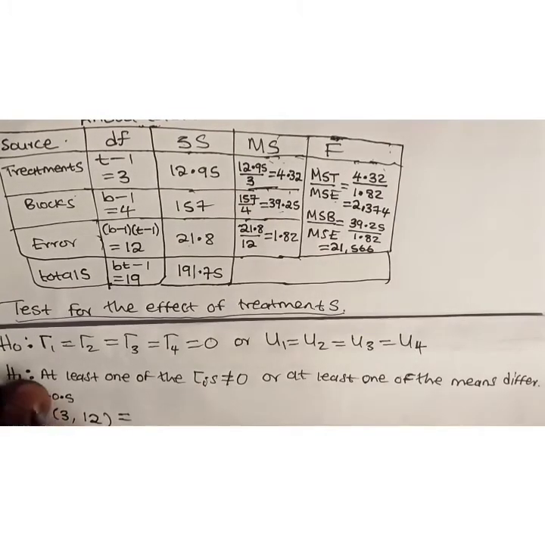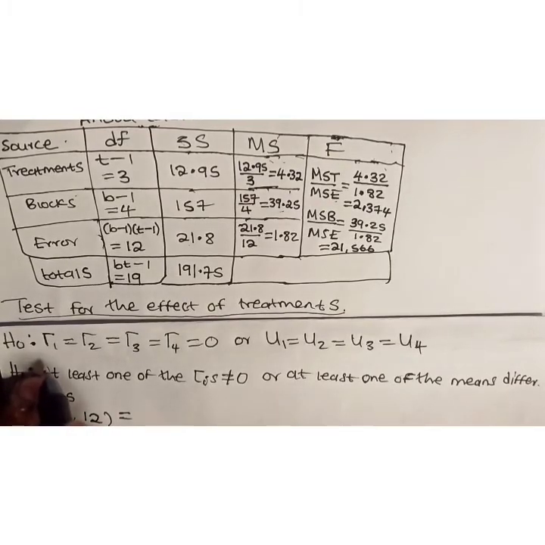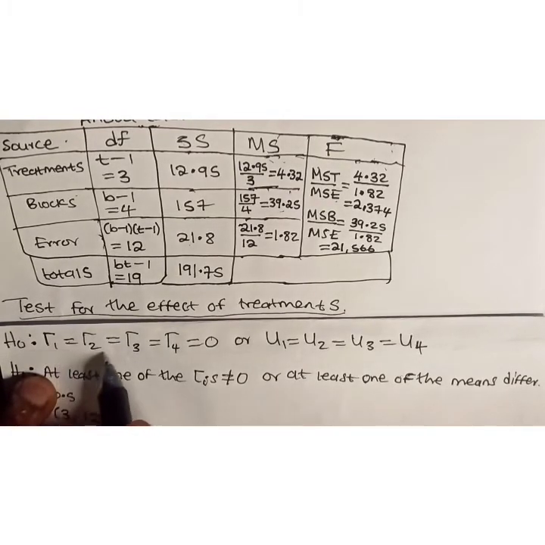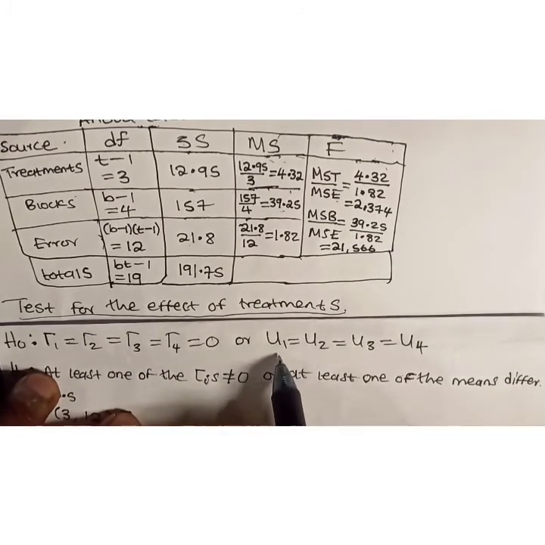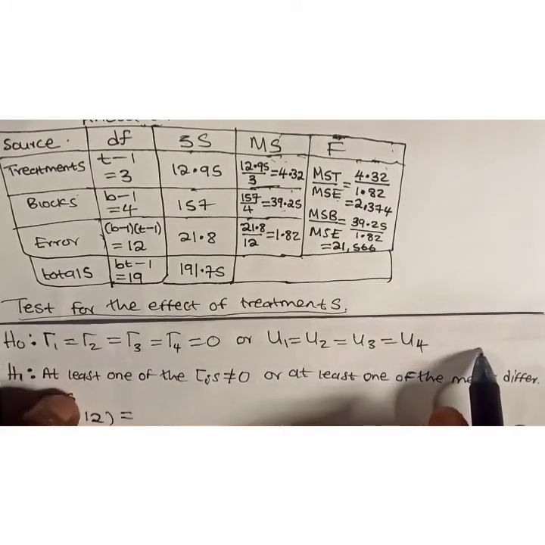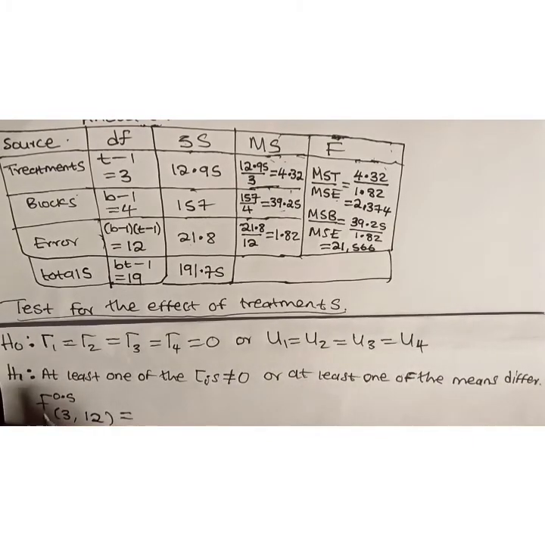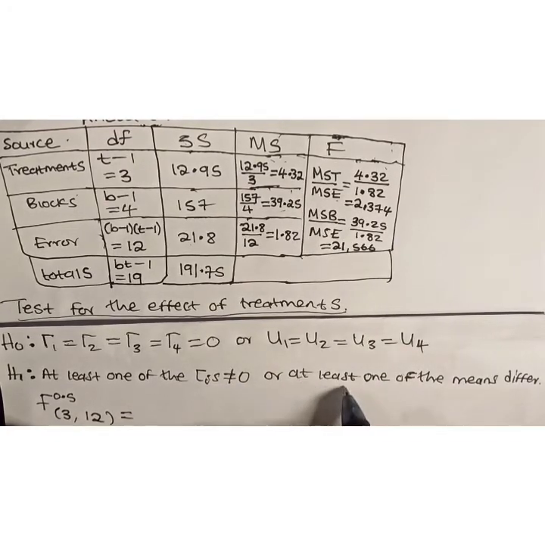Now, firstly, let's test for the effect of treatment. My null hypothesis will be the effects of the treatment are all the same, equal to 0, or the treatment means are the same. And my alternative hypothesis will be at least one of the effects of the treatment is not equal to 0, or at least one of the means differ.